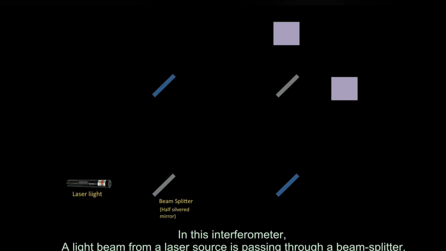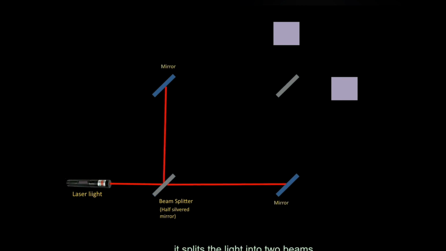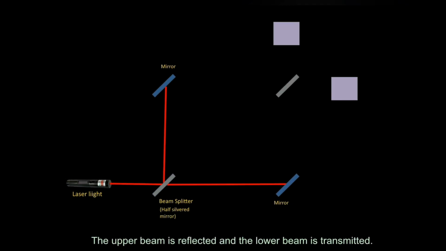In this interferometer, a light beam from a laser source is passing through a beam splitter. The beam splitter is a half-silvered mirror, which reflects 50% of light and transmits another 50% of light. It splits the light into two beams. The upper beam is reflected and the lower beam is transmitted.